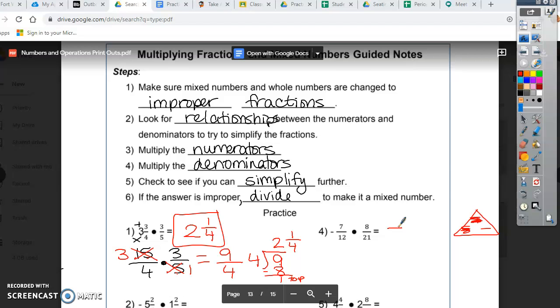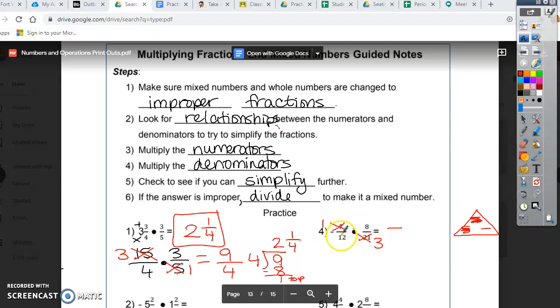So now again, we're going to look for a relationship. So I'm basically looking this way or this way. Do you see a relationship between either of these or both of them? So again, 7 and 21, there's a relationship. Don't tell me the relationship is 3. The relationship is 7, because 7 divides by 7 and 21 divides by 7. 7 divided by 7 is 1. 21 divided by 7 is 3.